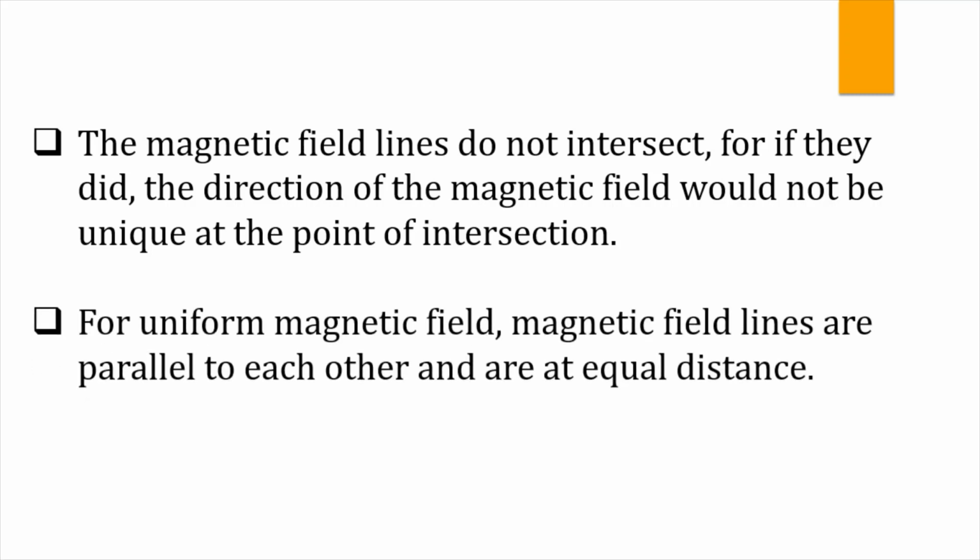For a uniform magnetic field, the lines are parallel to each other and at equal distance. So if you want to draw a uniform magnetic field, then you have to draw magnetic field lines parallel to each other as well as at equal distance.